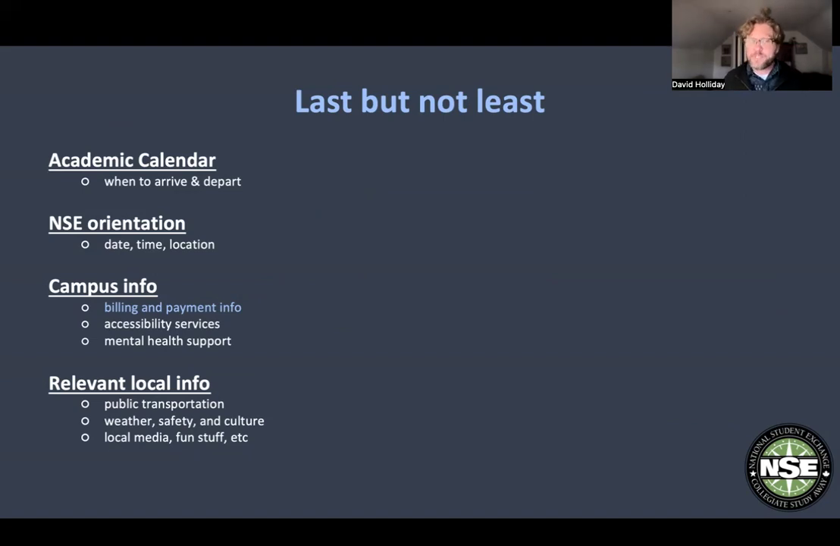Campus-specific info is important as well. Billing and payment info, especially if your campus is going to be collecting tuition or room or board or things like that before the students arrive. That's important to share with them at that point. Accessibility services, those things should be set up months in advance before the student comes to campus. So make sure students are connected with those resources. Mental health support as well. Many students want to set that up before they arrive.